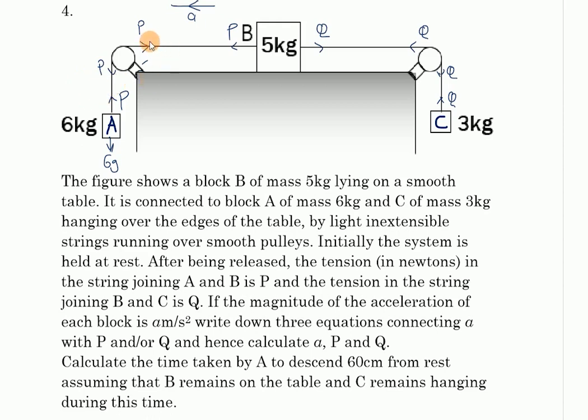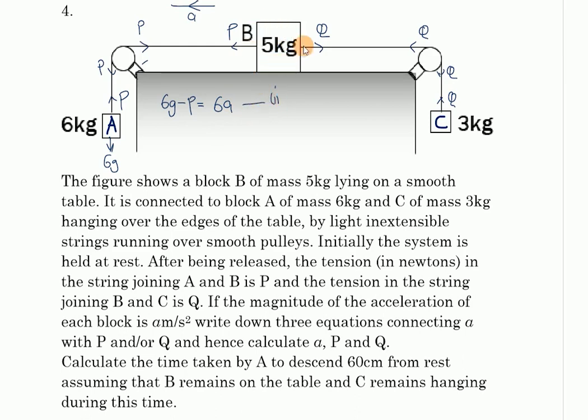So if it is supposed to move, then it should be in this direction, the one which I have indicated. If I consider the motion of this one, I have 6G minus P equal to 6A. That is equation number 1.